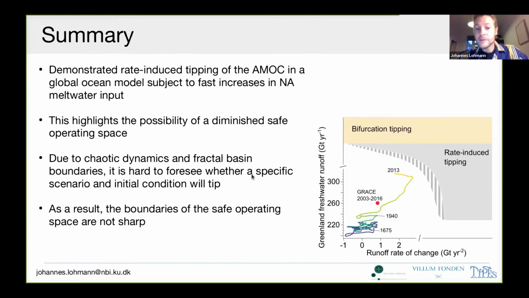it will be hard to foresee whether a specific scenario in terms of forcing or specific initial conditions will tip or track. So practically that means that this boundary of the safe operating and the unsafe operating space is actually not sharp, but rather fuzzy, as I indicated here.